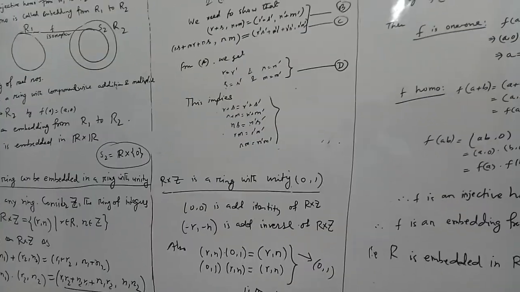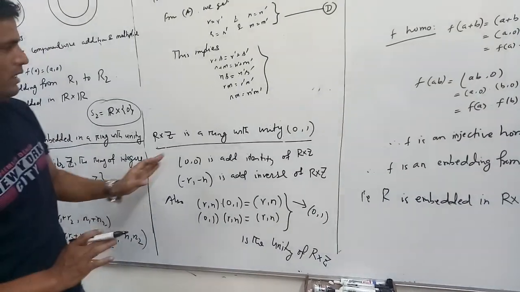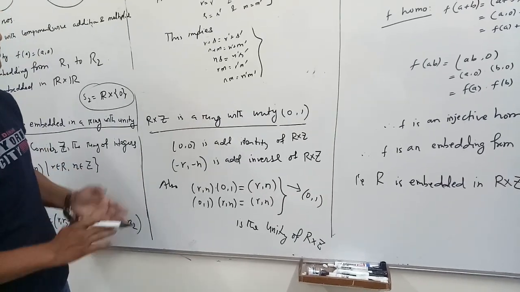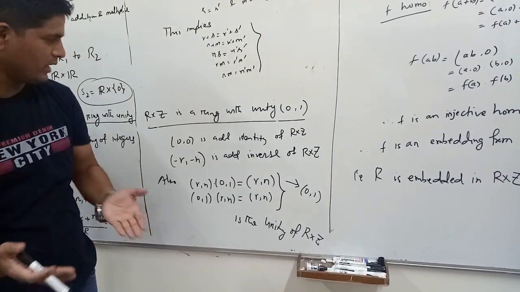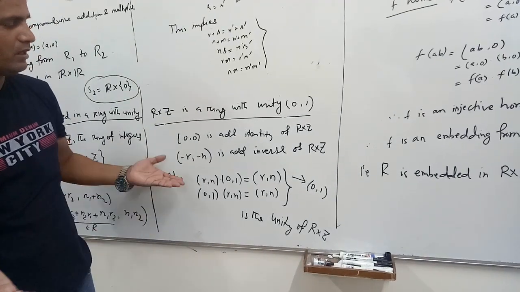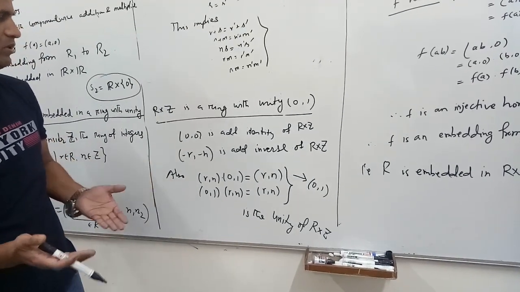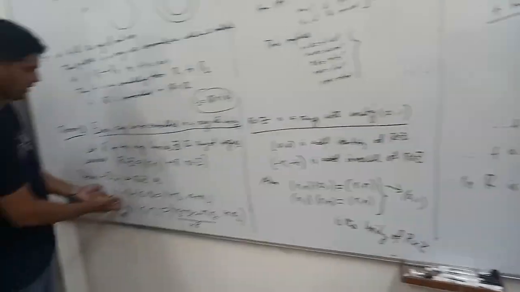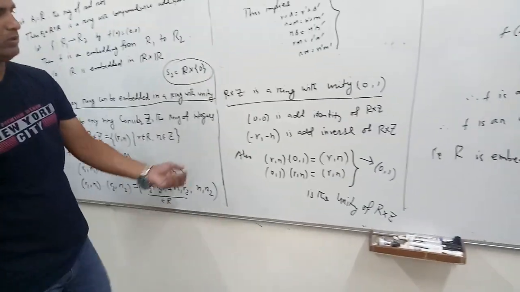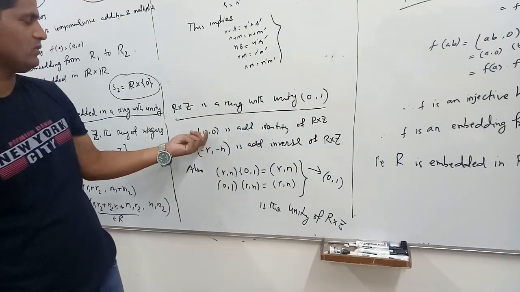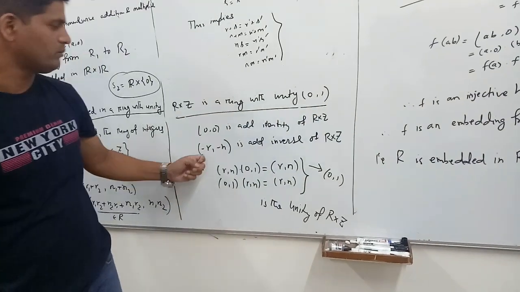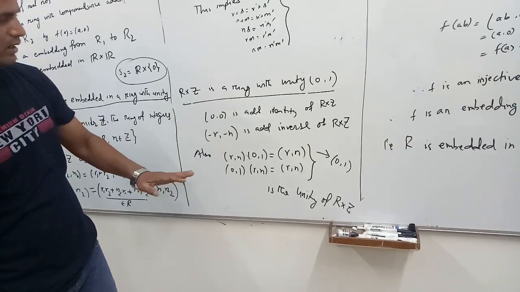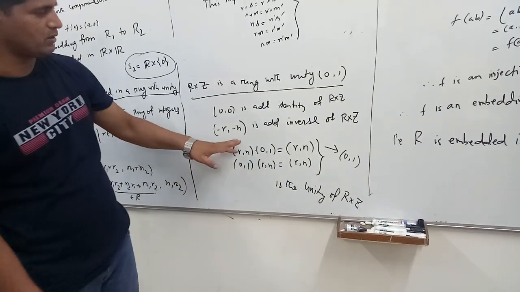Now our task is to show that R cross Z is a ring with unity. First of all, we will show that R cross Z is a ring, and for this we need to show all the properties of rings, that is associativity, distributive laws, all properties we need to show. This can be easily verified by using the addition and multiplication given here. It can also be summarized as: (0,0) is the additive identity of R cross Z, and (-R, -N) is the additive inverse, and other properties as I have said.